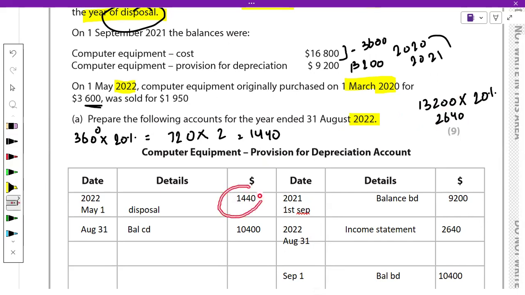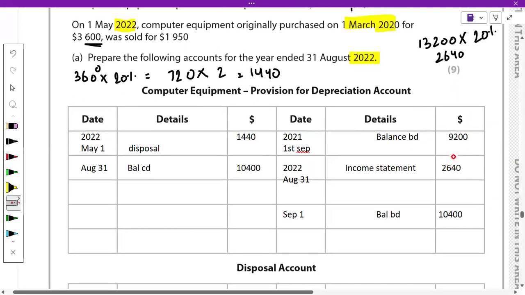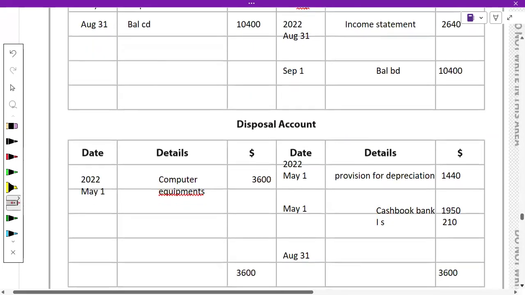We will not be charging this 1440 because we only need to decrease the depreciation for the sold asset, and we only need to record in the income statement the depreciation for those assets which we are using right now. We have the assets in present. So the amount for these assets is 13,200 and its depreciation is 2640. So this is basically the income statement. Okay, so now we have to balance it, and we have balanced it.